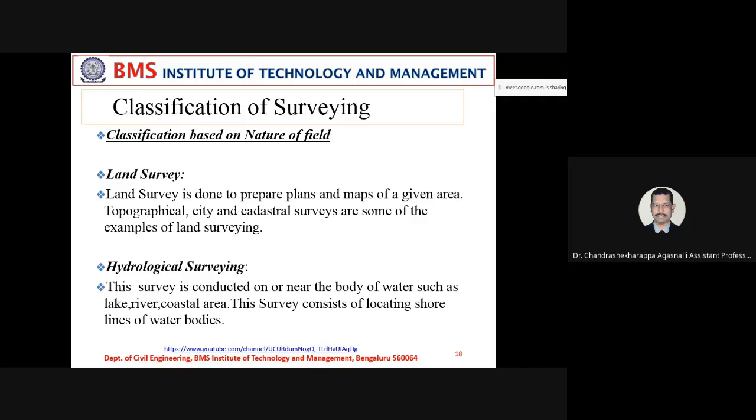Okay, this type of survey consists of locating the shoreline of water bodies. Okay, change of the shorelines. Why are we conducting the change of the shoreline survey? Every year there is heavy rain in the coastal areas during the rainy season. At that time there will be a lot of coastal erosion happening due to floods. So for that purpose, you need to do the coastal erosion survey, for hydrological survey episodes.